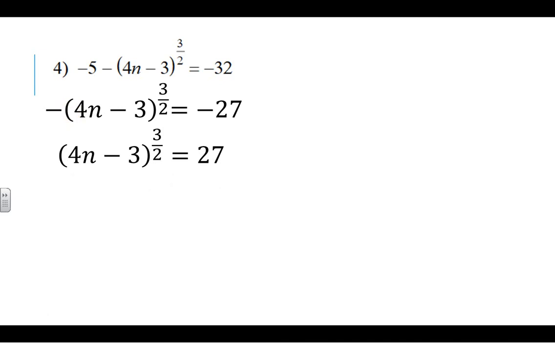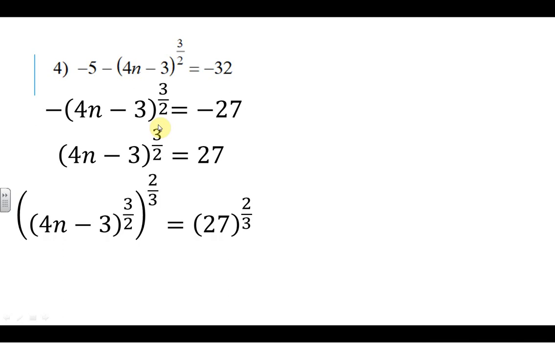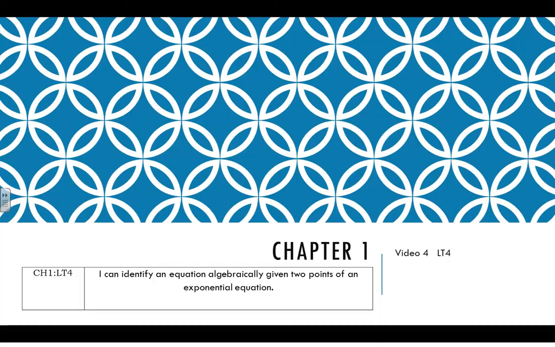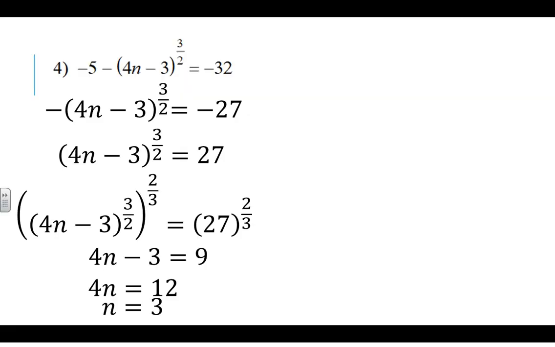Now that you have it isolated, you can raise both sides to the reciprocal, which would be 2/3. The cube root of 27 is 3. 3 squared is 9. And then solve that by adding 3, divide by 4. Look at us go. Always check your work. Raise it to the reciprocal, people. Not to the roof, but to the reciprocal.